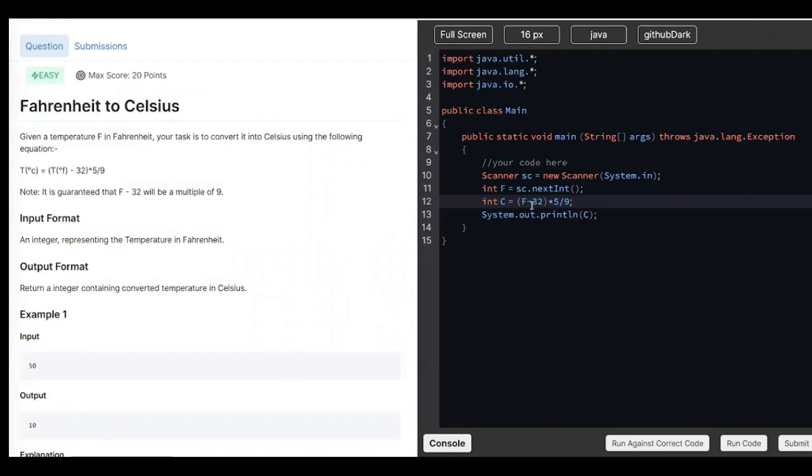It's not necessary to do it here, right? Because here they have guaranteed that f minus 32 is a multiple of 9. So first of all, f minus 32 is a multiple of 9. You multiply by 5, still a multiple of 9. You divide by 9, you will get the answer, which is a proper integer. So you don't need to worry.